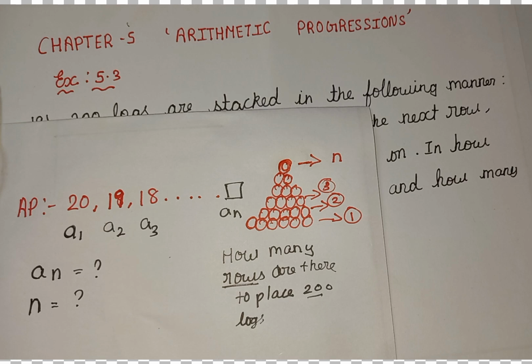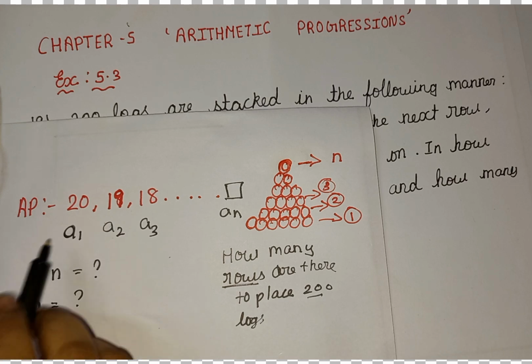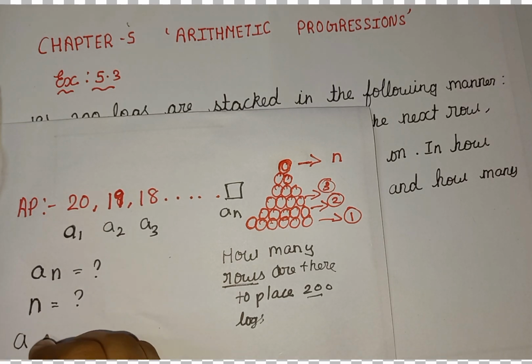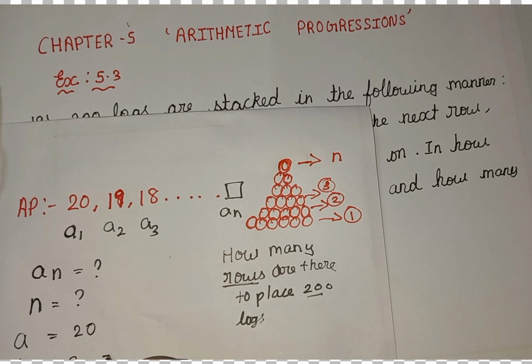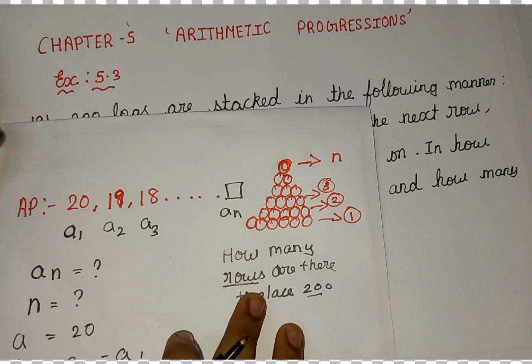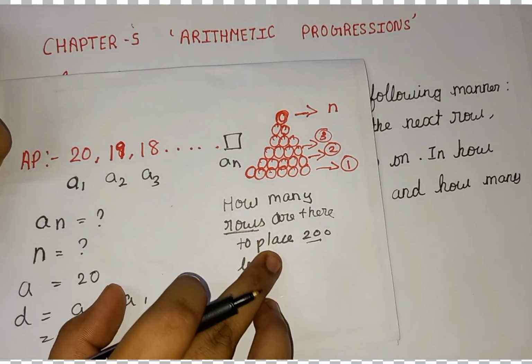Okay, so now you know the AP, right? So we can write a is equal to 20 and d is equal to a2 minus a1. You can't see it, right? One second guys, I'm sorry. Okay, so now you can see it.